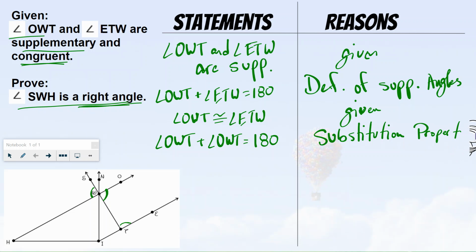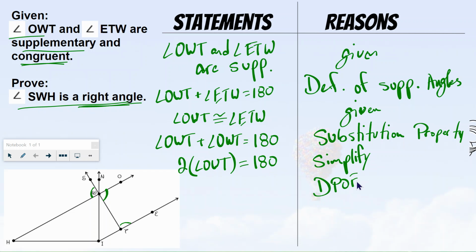And that will allow me to simplify this into 2 times the measure of OTW, and that equals 180. I'm just going to call that simplifying. And then we're going to divide by 2. We're dividing both sides by 2, calling that the division property of equality, to say that angle OWT is in fact 90 degrees.